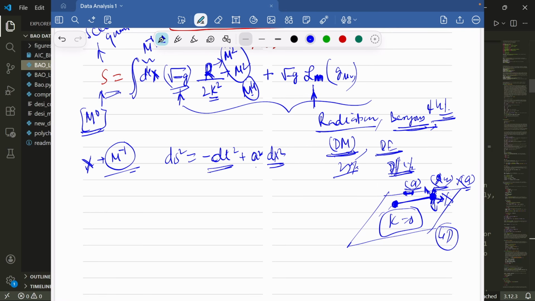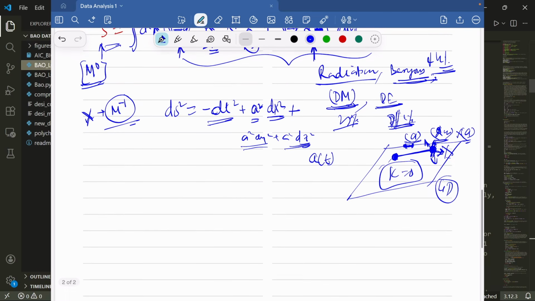So minus dt squared; a does not depend on the spatial coordinates. It depends only on time, the cosmic time, and a is enlarging or decreasing, whatever is happening. It is only a function of this cosmic time. So ds squared equals minus dt squared plus a squared dx squared. Here it is not only x, because there are three spatial directions. So we have dy squared, we have dz squared: a squared dy squared and a squared dz squared. So these are basically the metric.